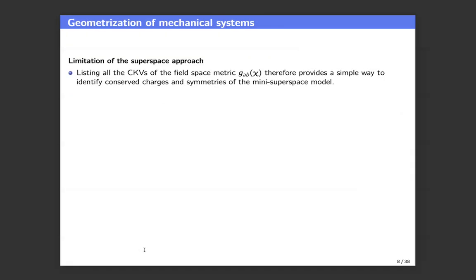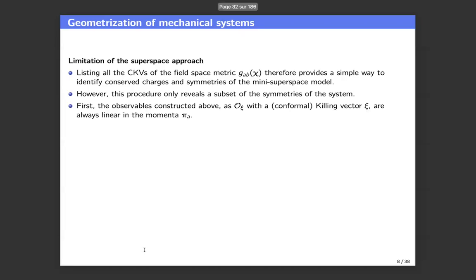So the limitation of this is the following. You can list all the conformal Killing vectors of the field space metric, the supermetric, and you will get some set of symmetries of the mini-superspace model. Now the problem is that this will only reveal a subset of the symmetries of the system, and you might miss some of them. For example, the observables constructed above, the O psi that I introduced, will be in general linear in the momenta P.